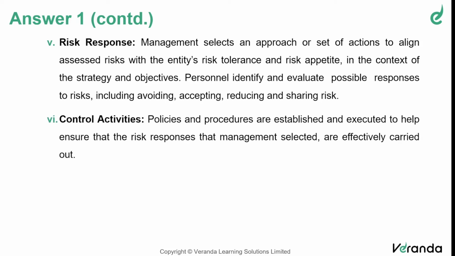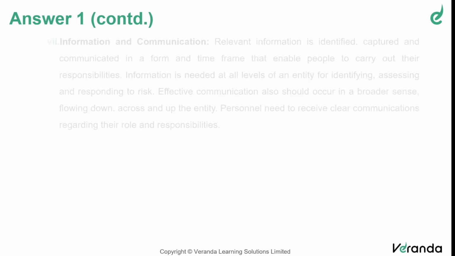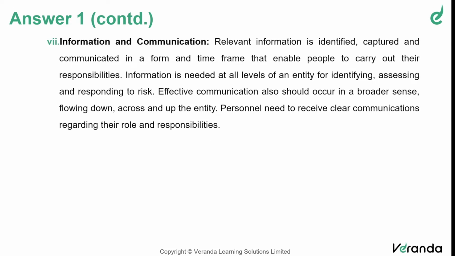After you decide the risk response, have the control activities in place. Now, control activities: find out which employees are relevant for which post and give them their tasks. Okay. So we finished 6 components.